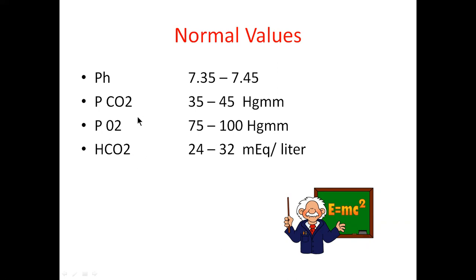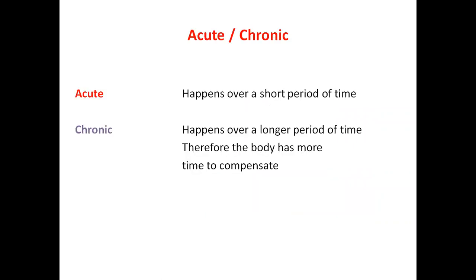Now each lab may have slight variations, so it is important for you to memorize your own lab's normal numbers. Now there are some words you have to understand. The first one is acute, which basically means happens over a short period of time. And the second word would be chronic, which means it has been happening for a longer period of time. And if it is something chronic, the body would have had more time to compensate.